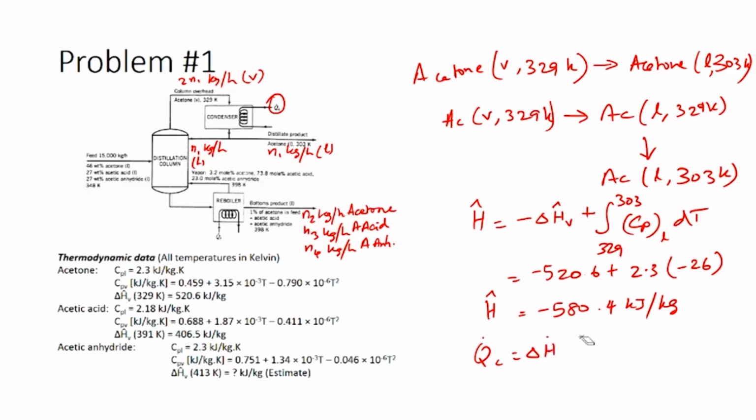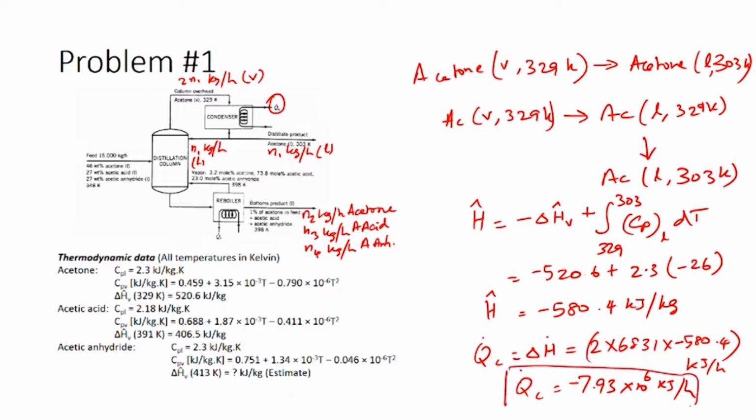Delta H dot would be equal to mass flow rate times the change in specific enthalpy. The mass flow rate is 2 times N1, which is 2 times 6831, times minus 580.4, in terms of kilojoules per hour. So, QC dot is equal to minus 7.93 times 10 to the power 6 kilojoules per hour. The rate of cooling needed for the condenser is minus 7.93 times 10 to the power 6 kilojoules per hour. We have the negative sign because it is a cooling process where heat is being removed from the system.